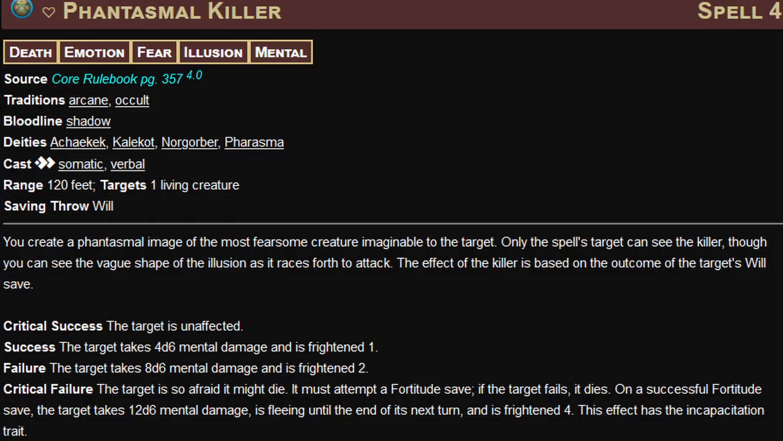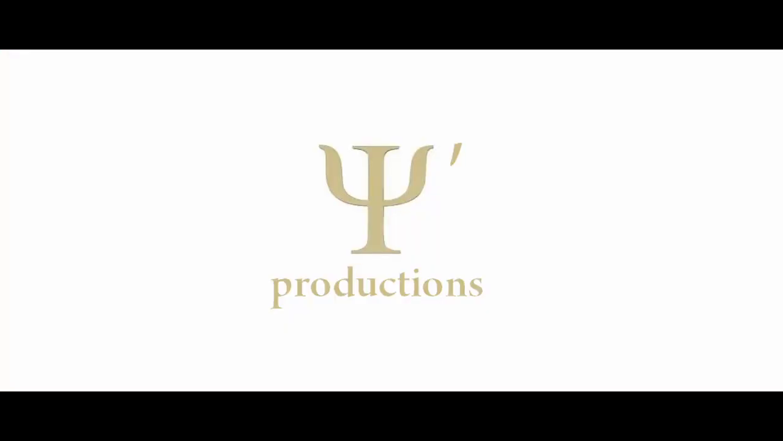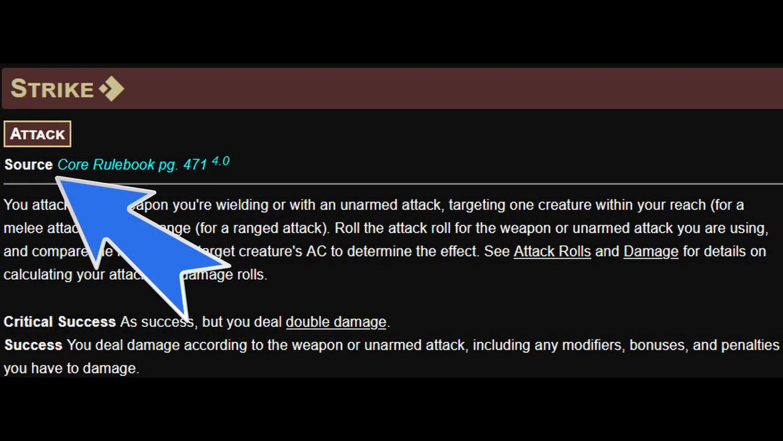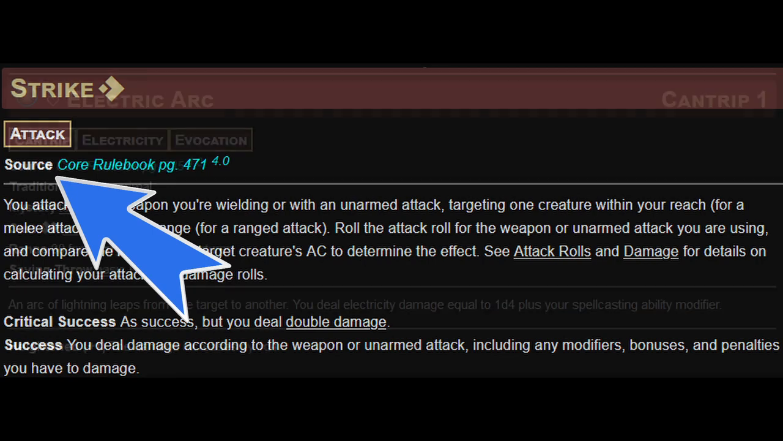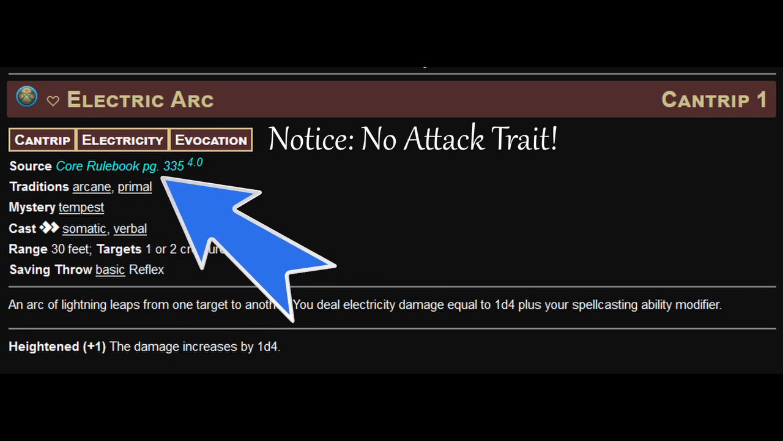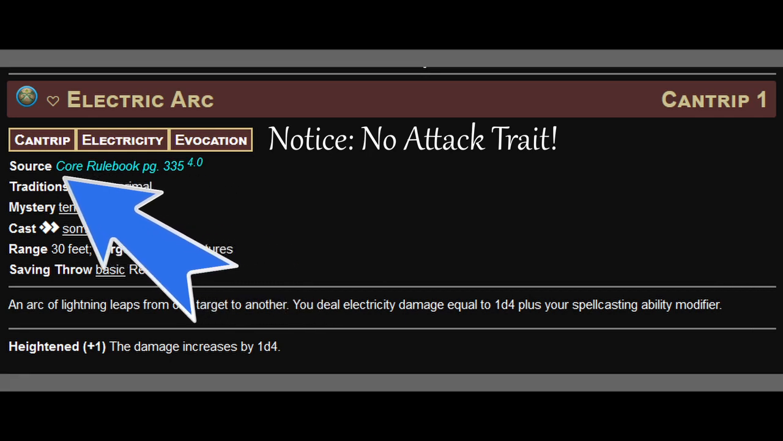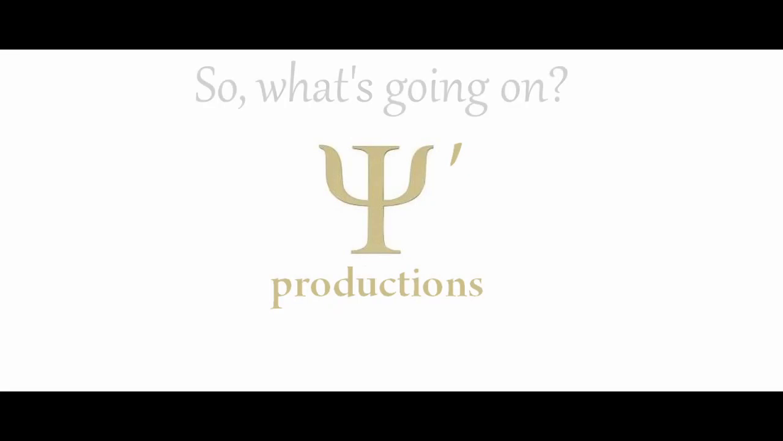Not only spells have traits, nearly every action does. Simply attacking with a weapon, called a strike in Pathfinder, has the attack trait, meaning it counts as an attack. Meanwhile, the spell Electric Arc does not have the attack trait, so it isn't considered an attack, even though it's designed to hurt people. So why does Pathfinder get so persnickety about traits and rules?